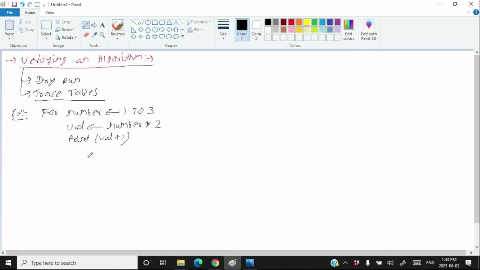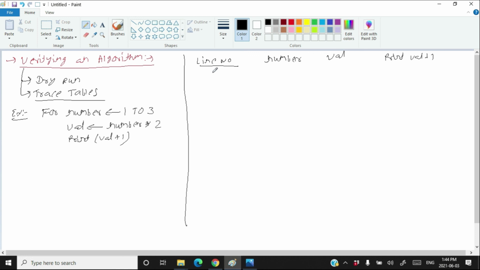Now let's write the trace table of this. Here I am going to write the trace table for this. This is the line number. This is the variable number. This is the variable val, which is number multiplied by 2. And this is the printing of val plus 1.